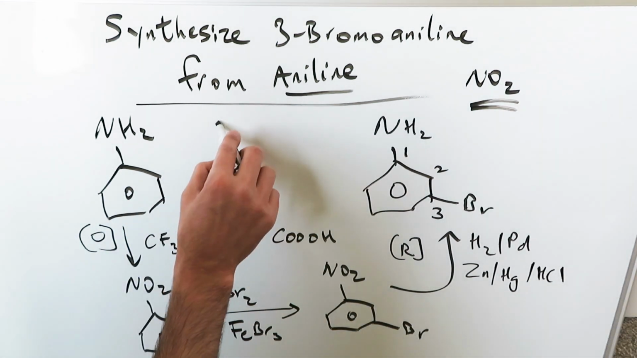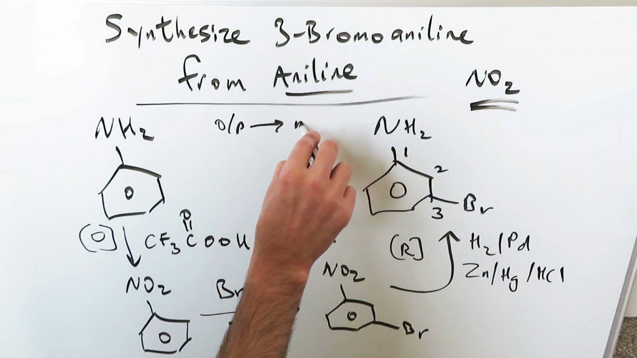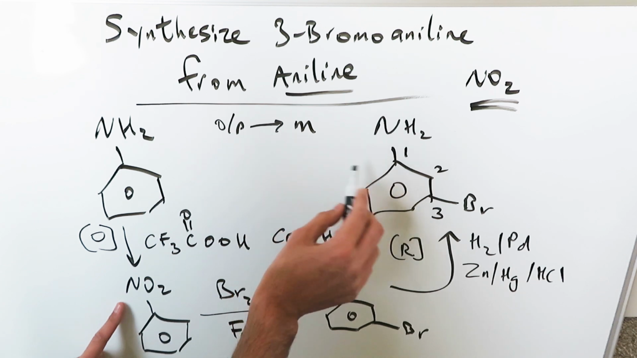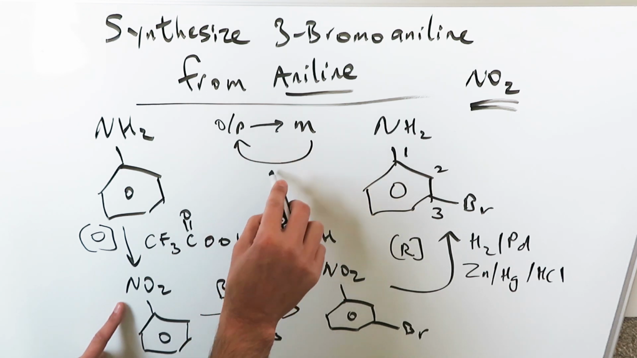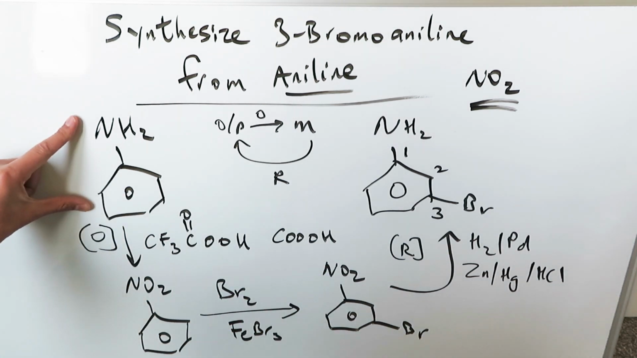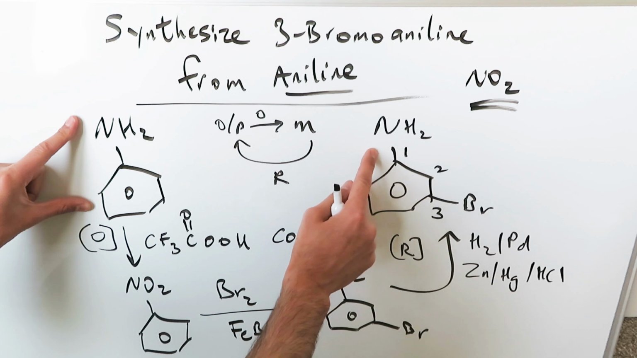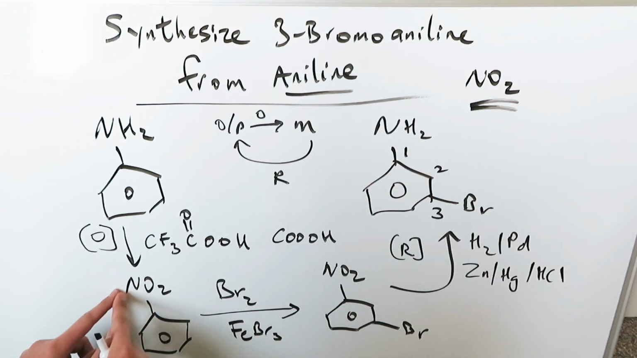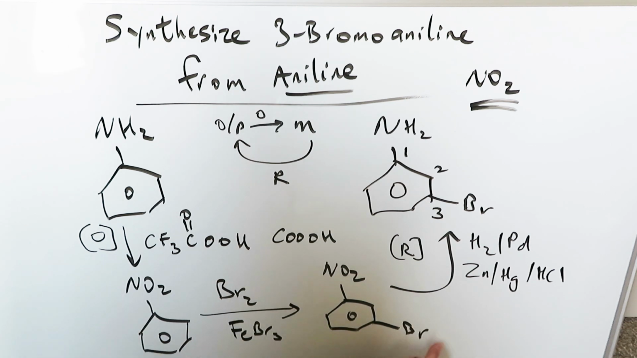We started here with something which is an ortho para director. We made it into a meta director, which is your nitro group. We did our reaction, then we take it back by means of reduction. This was my reduction step, this here was my oxidizing step, and we go to our desired end result. Aniline or benzene amine to 3-bromobenzene amine or 3-bromoaniline by means of an oxidation reaction to a nitro group, then a bromination, and then a reduction reaction back to our amino group, converting the nitro to our amino group. And that's the route you would take, and this would be a successful route, and we are done.